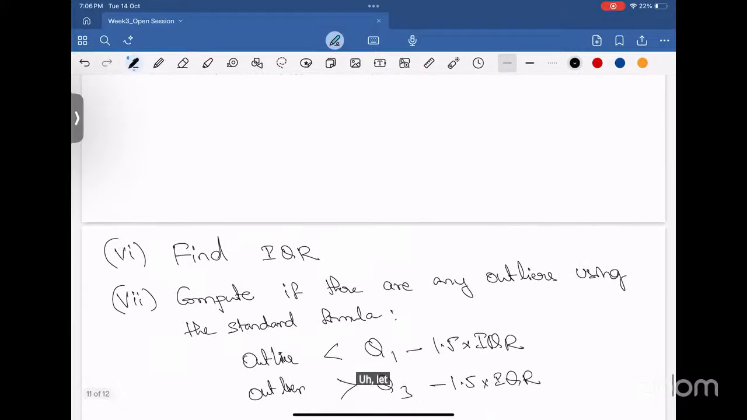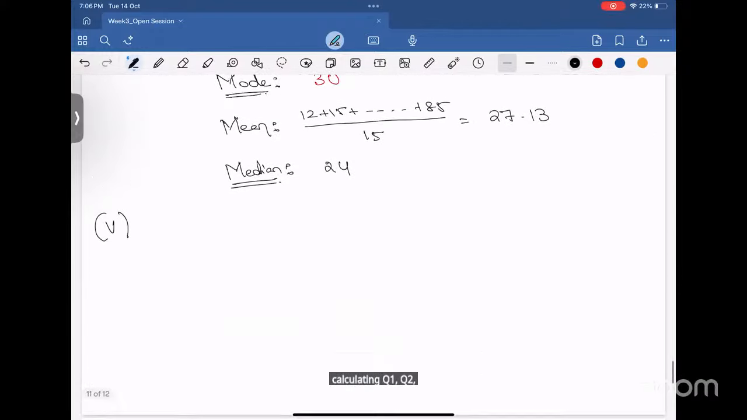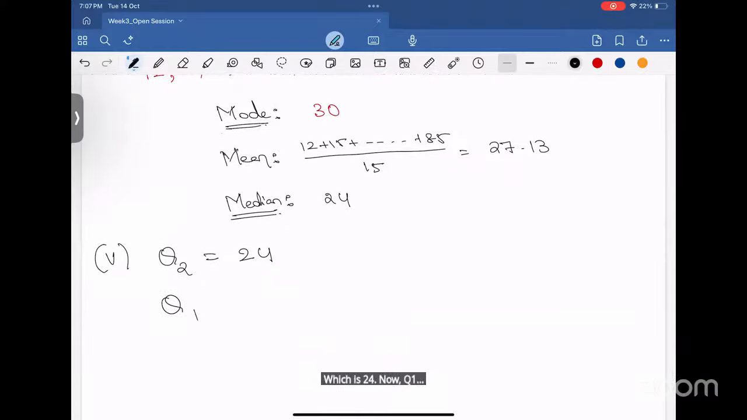Let's move on to the next question, which is calculating Q1, Q2, Q3. So Q2 is very easy again. Since I have taken 15 data points, Q2 is nothing but our median value, which is 24. Now for Q1, I have to find the value of np, right? So Q1 is basically the 25th percentile.